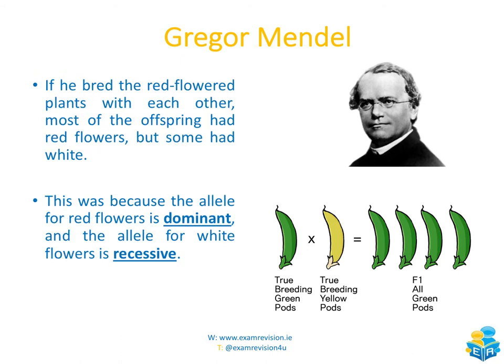But then he also noticed that if he bred the red-flowered plants with each other, most of the offspring had red flowers, but some had white. So this led him to the idea that the allele for red flowers was dominant and the allele for white flowers was recessive. And then he started to do that on more peas. So he started conducting the exact same experiment on green pods and yellow pods and pretty much found out the exact same thing. So it was the whole idea of a trait either being dominant or being recessive.